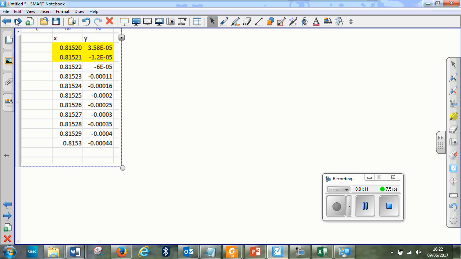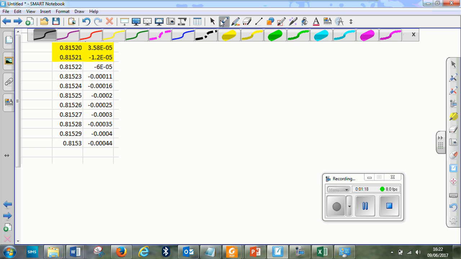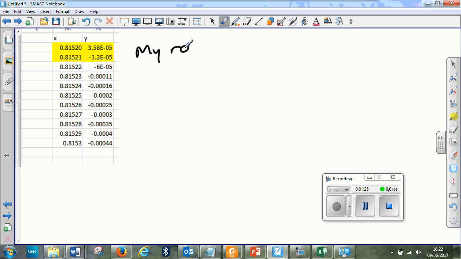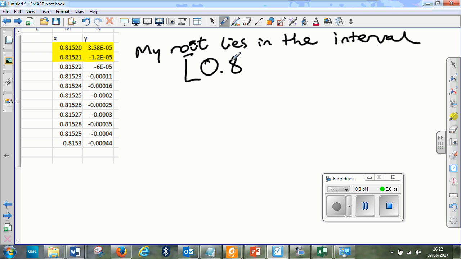So we'll go forward a page. You can just about see that last thing. So the students need to state their final interval. Something like: my root lies in the interval, and then I need to put these numbers in, 0.81520, 0.81521.